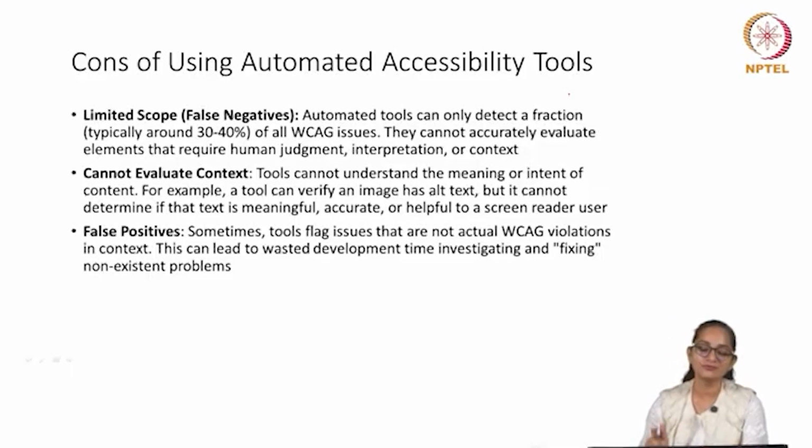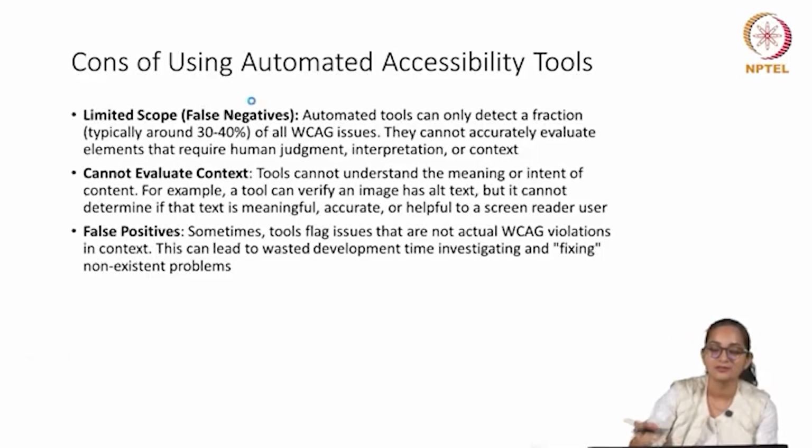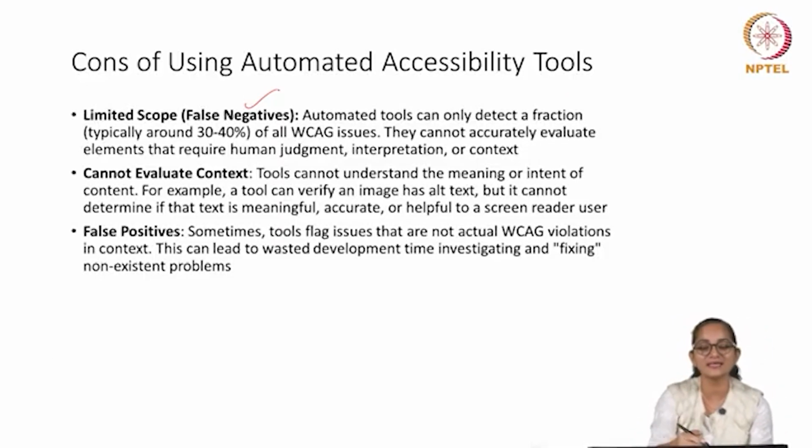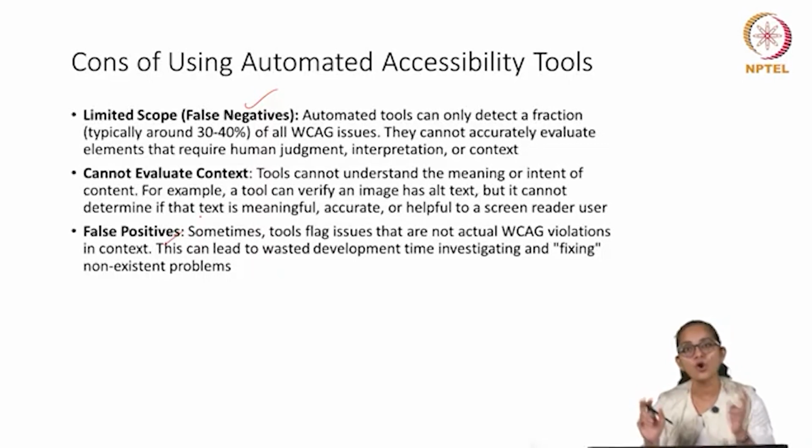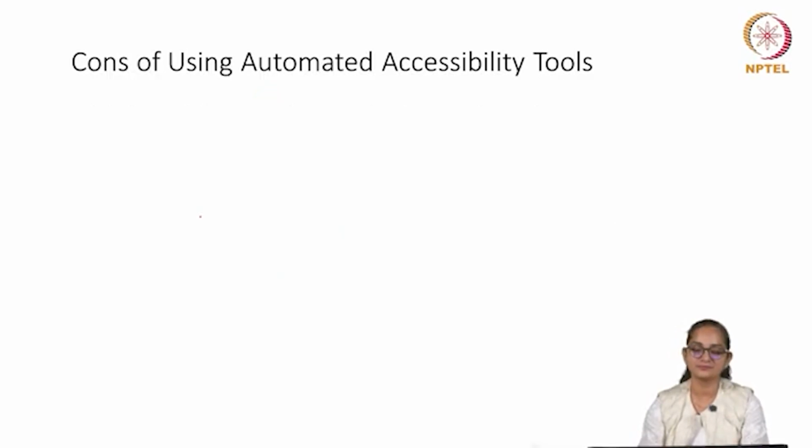Sometimes we spoke about false negatives, but there can be false positives also. Sometimes tools flag issues which are not actual WCAG violations. So this can lead to a wasteful investigation and fixing of non-existent problems. Sometimes it can give you errors which are not really there, so it has to be double checked by a human as well.